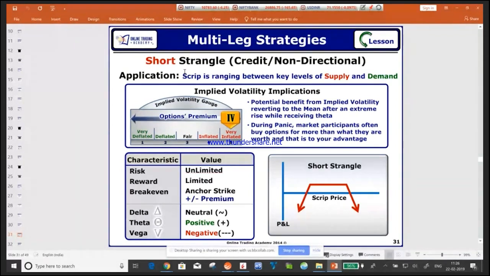During panic, market participants often buy options for more than what they are worth, and that is to your advantage. Now, if you think about this, in section 5, sideways is what? Bullish and bearish? Both? Correct? In section 5, what is the bullish option strategy?